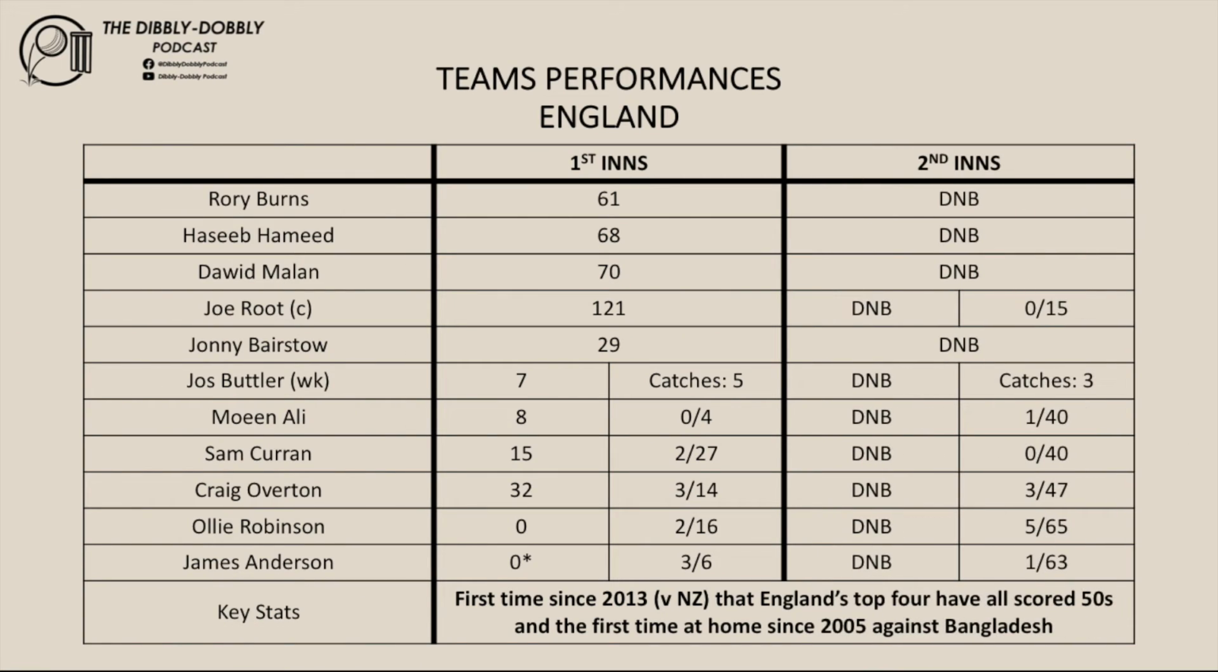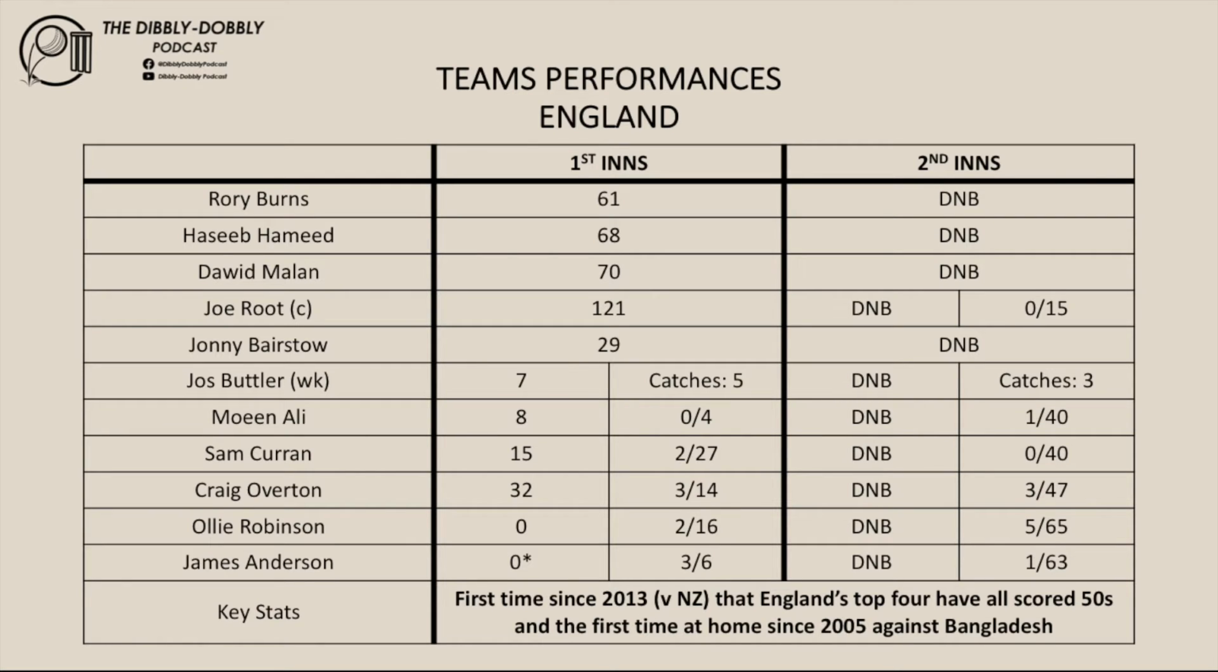Let's have a look at both teams' performances in this third test match at Headingley. We'll start with England and their batsmen. Burns 61, Hamid 68, Malan 70, Root 121, Bairstow 29, Butler 7, and Ali 8. That's how the England batsmen performed in this third test match at Headingley. It was a much better batting display from England in this third test match.